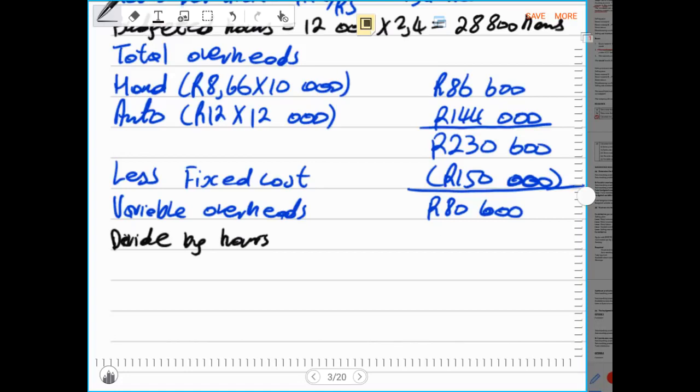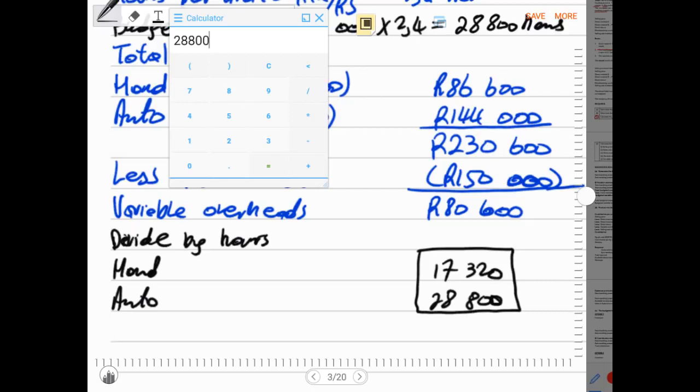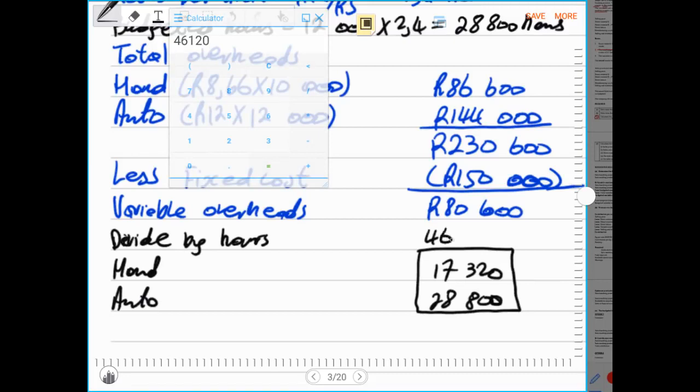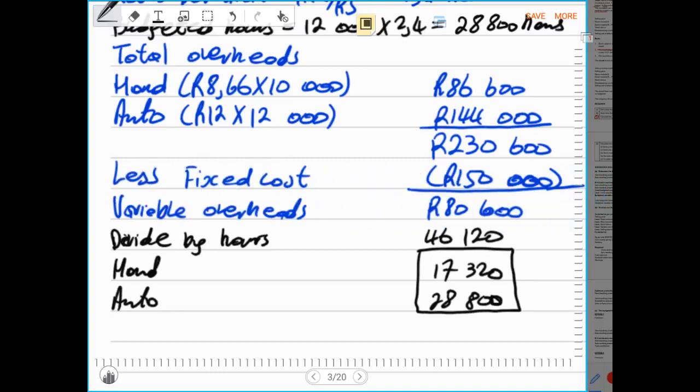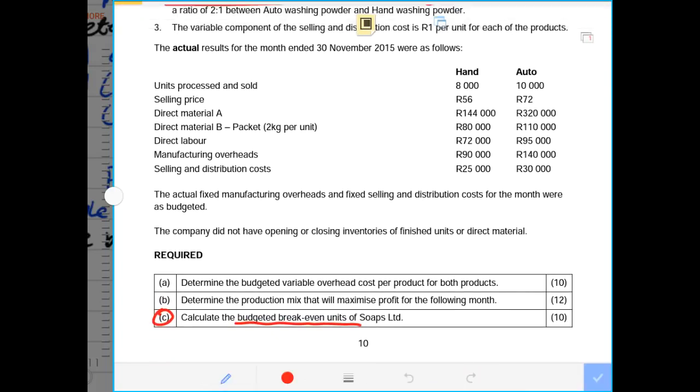Our hours will be, for hand washing powder, 17,320 hours, and auto washing powder has 28,800 hours. These are the total hours that are required. So let me just calculate the total of that. Plus 17,320. This gives us 46,120. Now, remember, go back again to the question so that we see which requirement we are exactly at now.